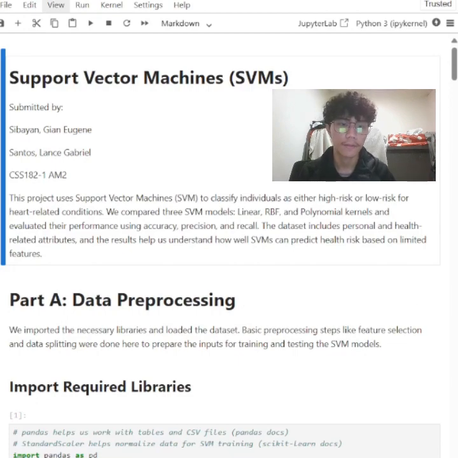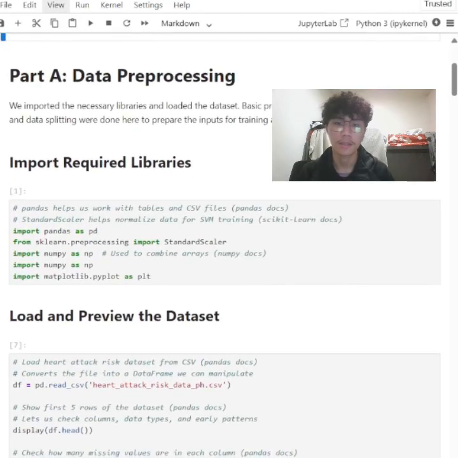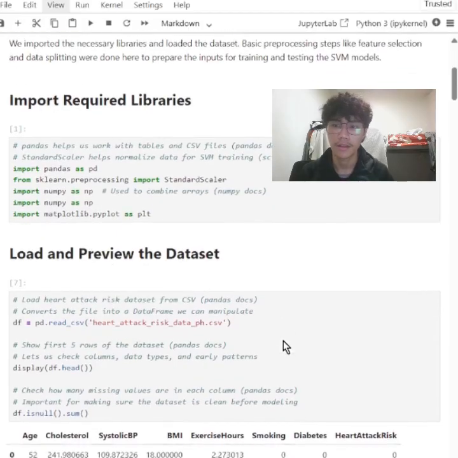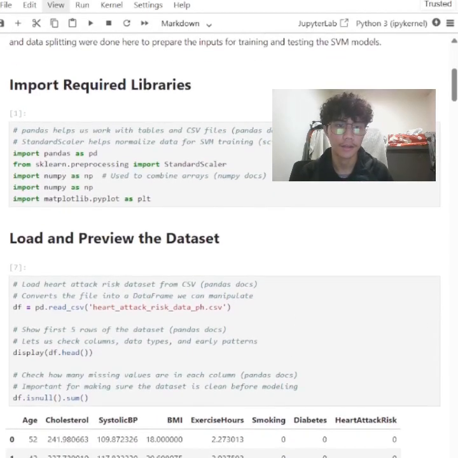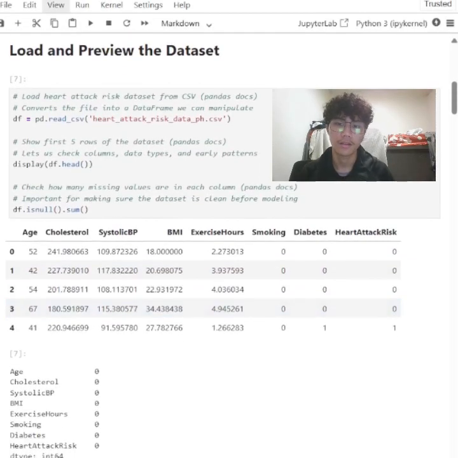So first we start with data pre-processing. In here, this is where we set up our data for modeling. First, we import our necessary libraries like pandas, which helps us work with our data tables, and StandardScaler, which is crucial for preparing our features. And then we use the code df = pd.read_csv to load our heart attack risk dataset from a CSV file into a pandas data frame.